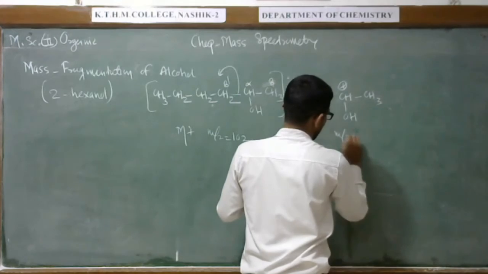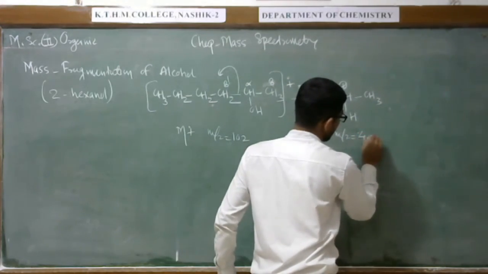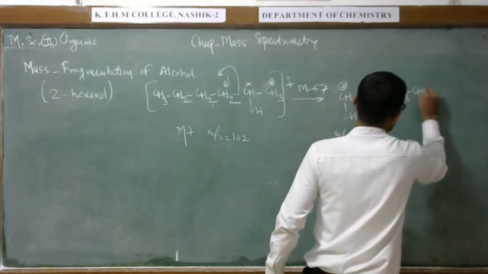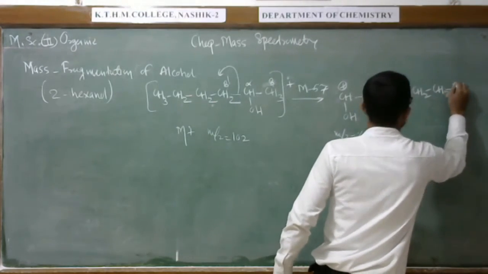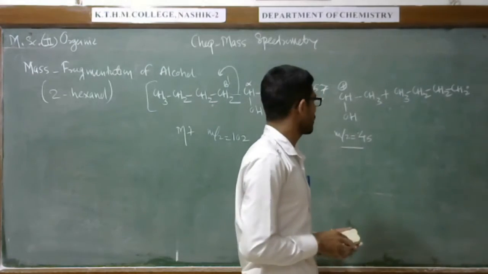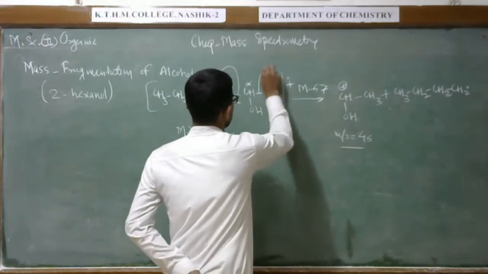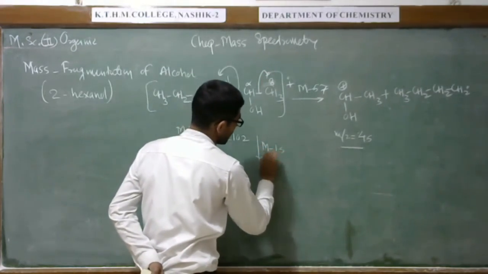So this peak, mass to charge ratio 45. And why? CH3, CH2, CH2, CH2 as a radical. So at this value we can observe the peak. Also, because of the methyl group as a radical, suppose we remove the methyl group as a radical, M minus 50.